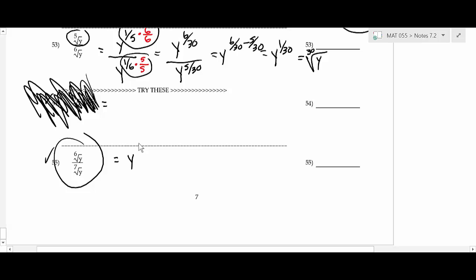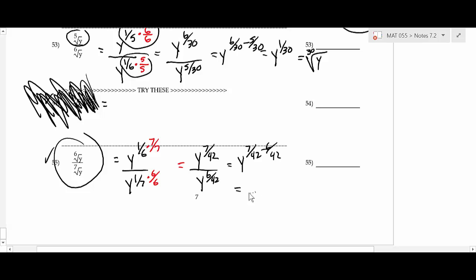Now this one's just like the one I just did. What's the common denominator you're going to use? 42. So what's your final answer? 42nd root of y. That's it. Okay, so that's the idea.